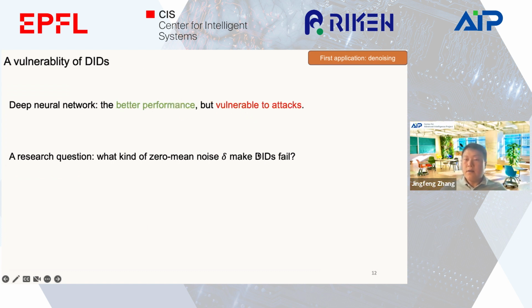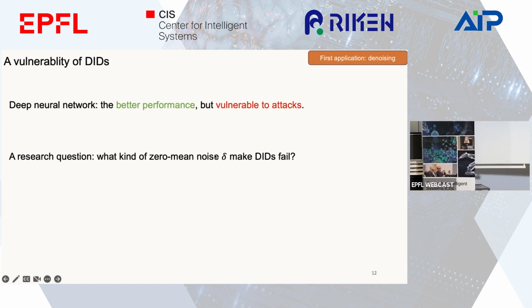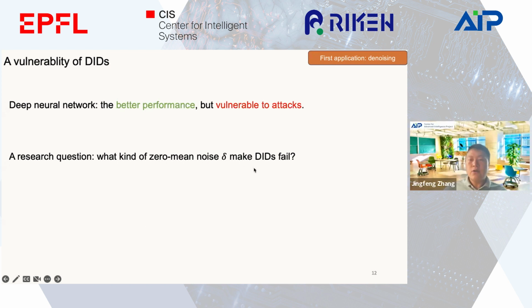However, although deep neural network has good performance, it is vulnerable to adversarial attacks. Similarly, this also applies to the deep image denoiser. To explore this, we ask a research question. What kind of zero mean noise makes deep image denoiser fail?